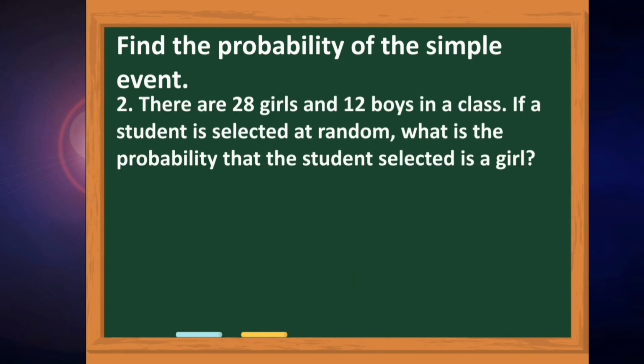Problem number 2. There are 28 girls and 12 boys in a class. If a student is selected at random, what is the probability that the student selected is a girl? You have 10 seconds to answer the problem. Your time starts now.